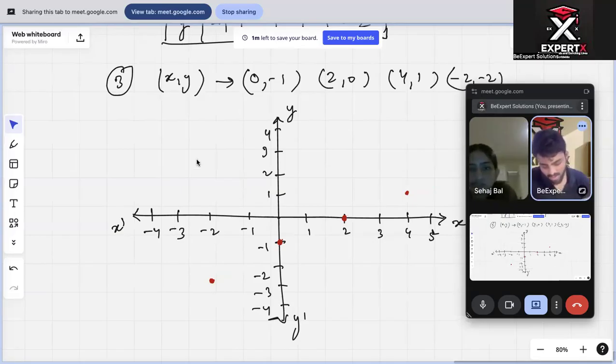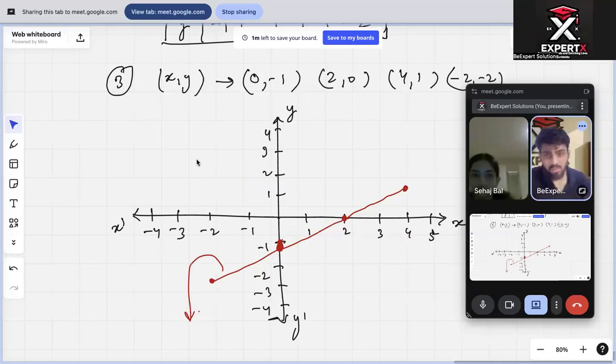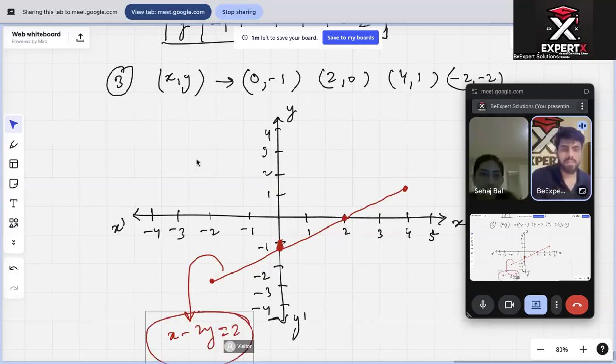One second, I'll just manage some of the points properly. So let's say this is the point here. From here to here, and this point should actually be here. So from here to here, and from here to here. So this is a straight line, and what is the name of this straight line? It is actually x minus 2y equals 2 that we have to draw. Makes sense to you, Sehaj? Yeah. Pretty simple, right?